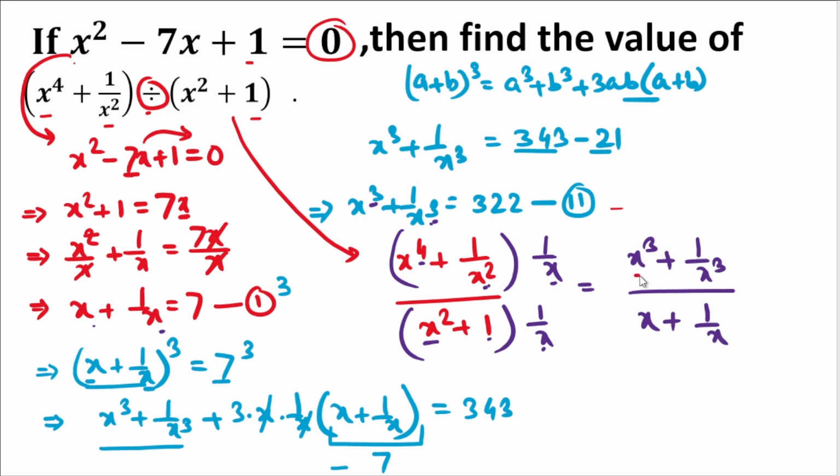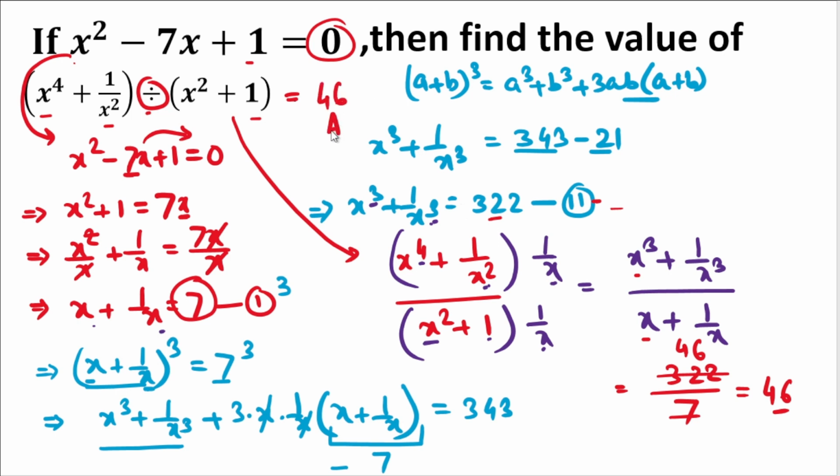So we have calculated the value of x cube plus 1 over x cube in equation 2. The value of this term is 322. So we'll write 322, and that is divided by x plus 1 over x. This is the value of equation 1, so it is 7. So we'll divide by 7. Now moving ahead, 7 and 322 will be cancelled. 7 times 4 is 28. Remaining 4 and 2 is 42. 7 times 6 is 42. So the value of this term is 46. So the value of the expression we calculated here is 46, and this is the answer of this expression.